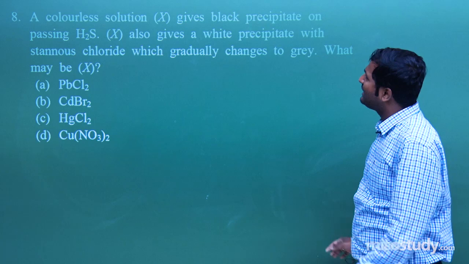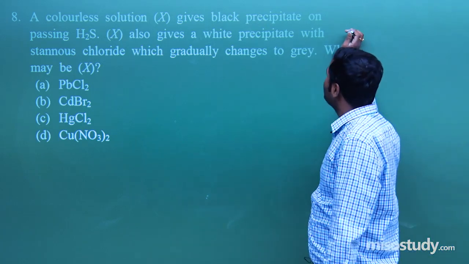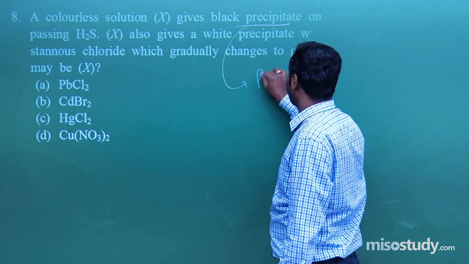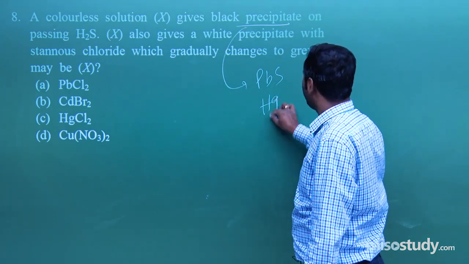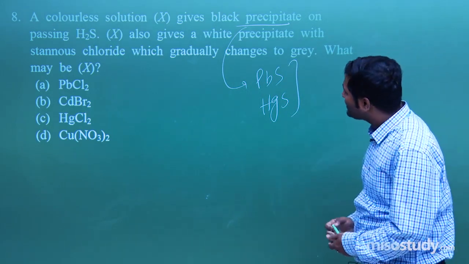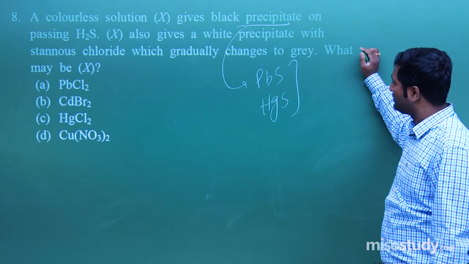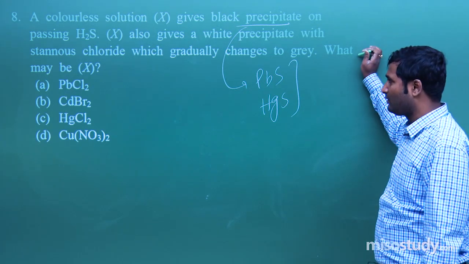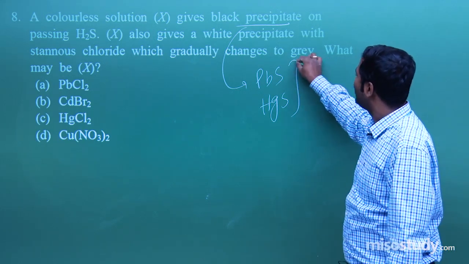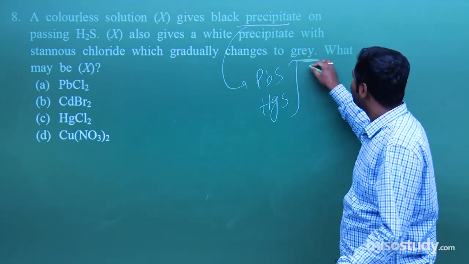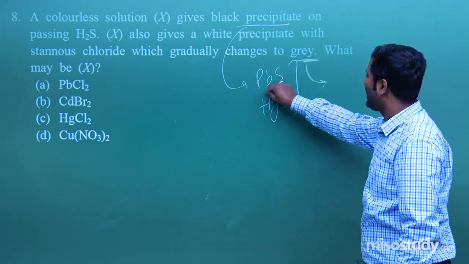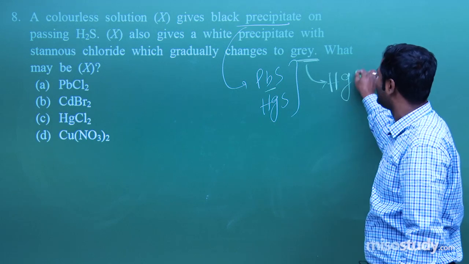Question number 8. A colorless solution X gives a black precipitate. Okay, black precipitate, generally it may be PbS or maybe HgS, on passing H2S. X also gives a white precipitate with stannous chloride, which gradually changes to gray. The gray color is not Pb, the gray color is Hg.